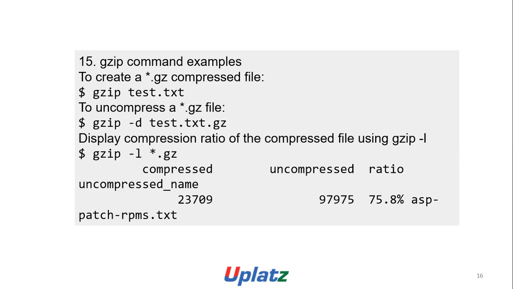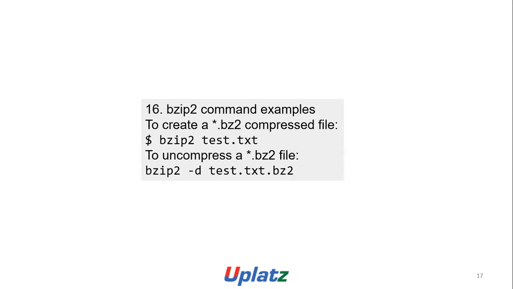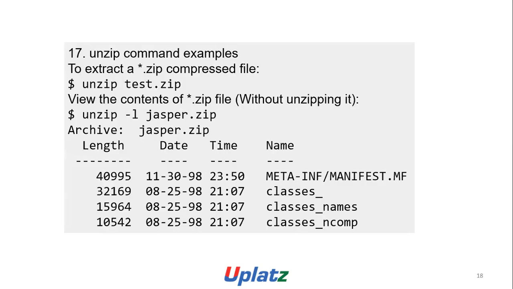bzip2 command examples: to create a bzip2 compressed file, bzip2 test.txt. To decompress a bz2 file, bzip2 -d test.txt.bz2. Unzip command example: to extract a zip compressed file, unzip test.zip. View the contents of a zip file without unzipping it, unzip -l jasper.zip, and the details of length, date, time, and name will appear.